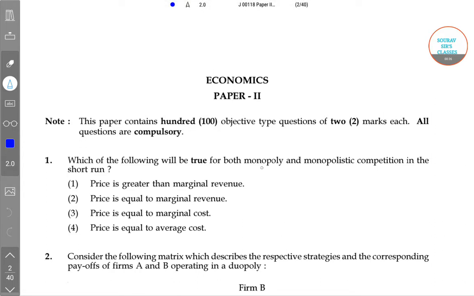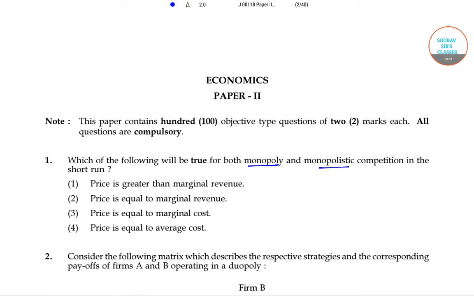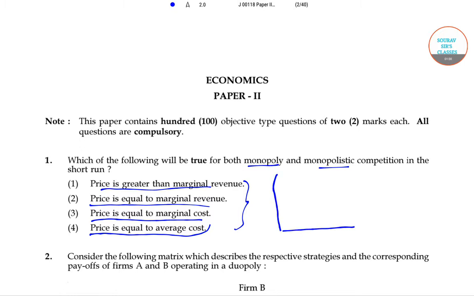First, there are 2 things, that is monopoly and monopolistic competition. So 4 options are given: price is greater than marginal revenue, price is equal to marginal revenue, price is equal to marginal cost, and price is equal to average cost. In order to understand this, first we'll simply draw the diagram for monopoly and monopolistic competition. So this is the diagram for monopoly.